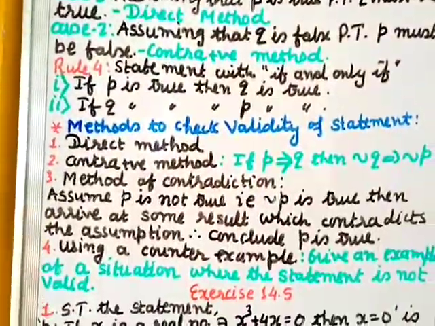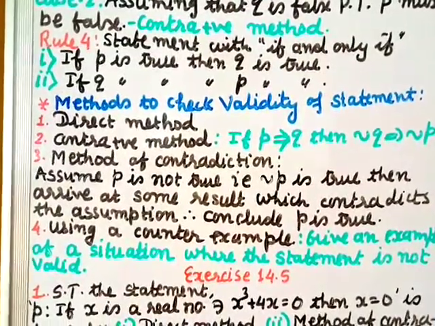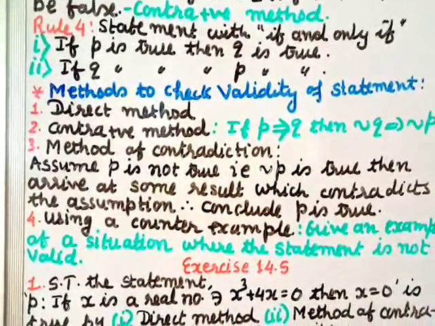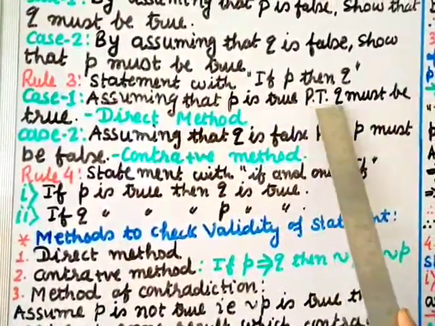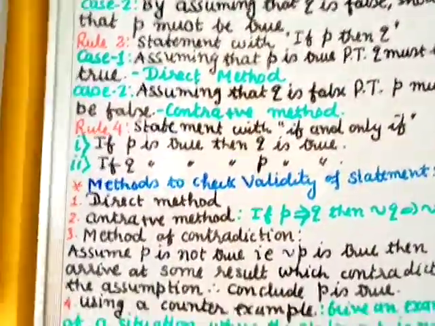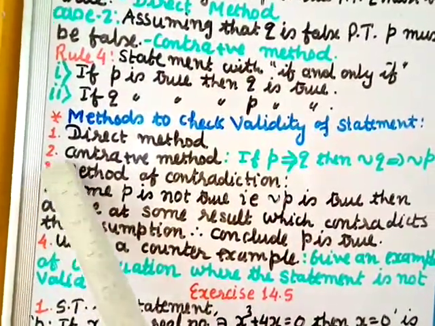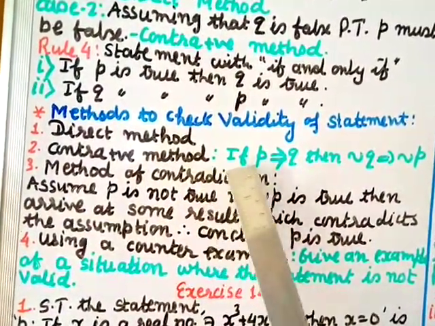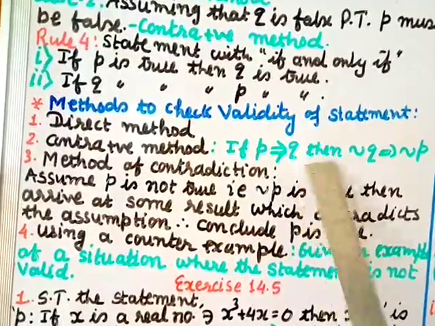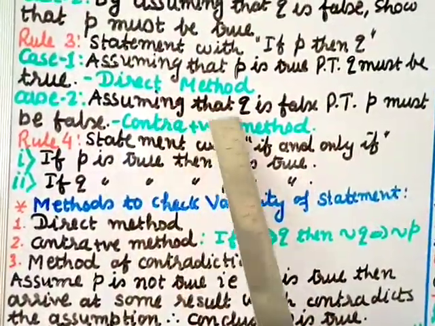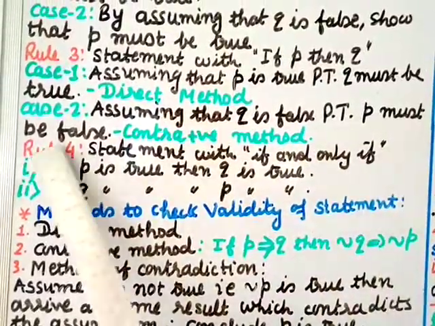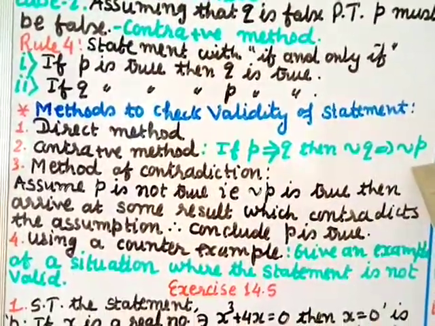Next we have got methods to check validity of a statement. Number 1, direct method. We assume that P is true and we prove that Q must be true. This is your direct method. Number 2, contrapositive method. That is if statement P implies Q, then not Q implies not P. Assuming that Q is false, prove that P must be false. This is the same thing I have written here.